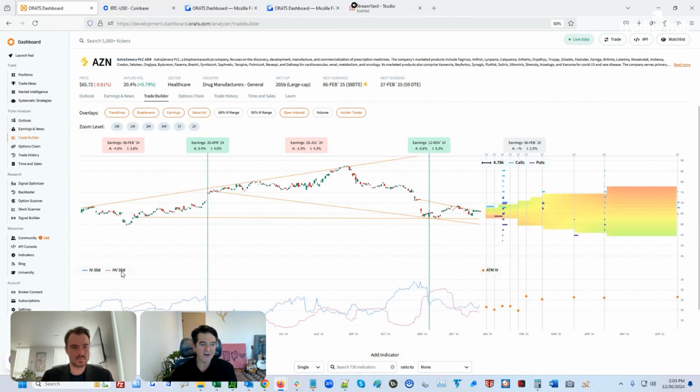implied volatility, 30-day, and historical volatility. The blue is the implied. The magenta is the historical, and then we provide a couple different calculations: close to close, and then open, high, low, close, a modified Parkinson, which interestingly was the most accurate one that we found.